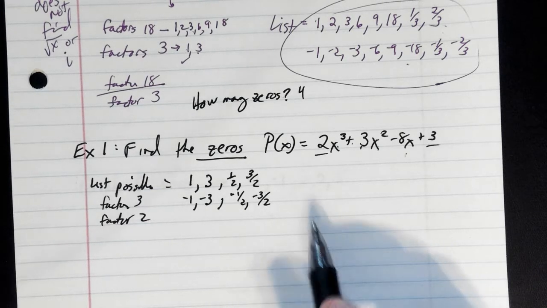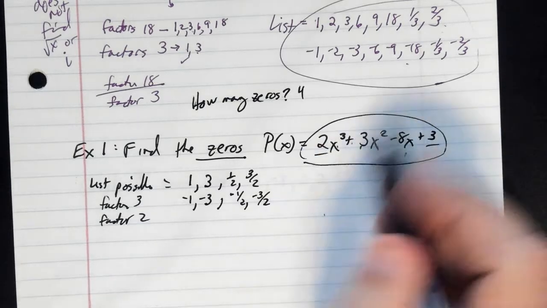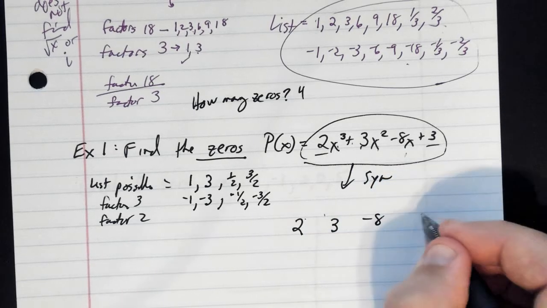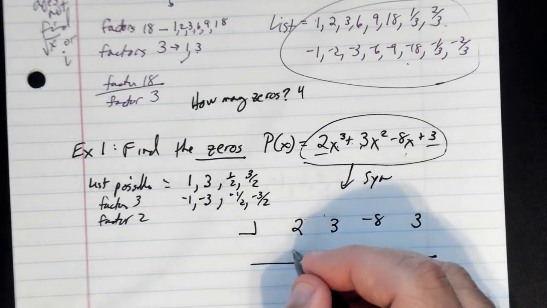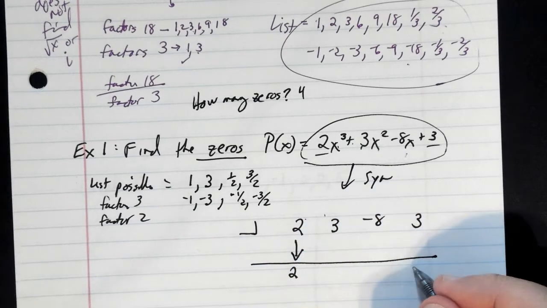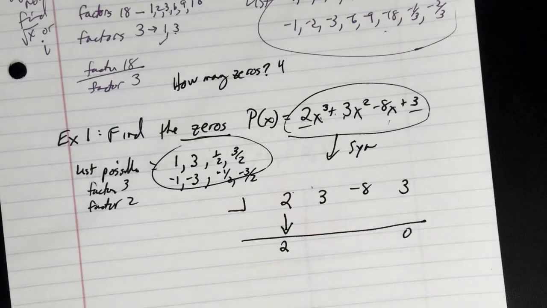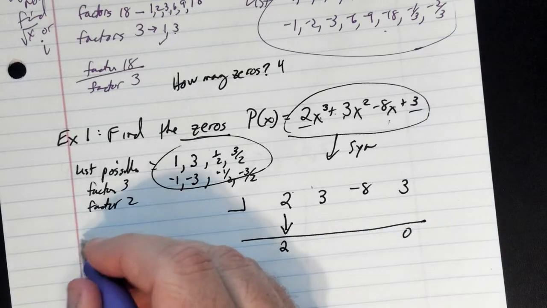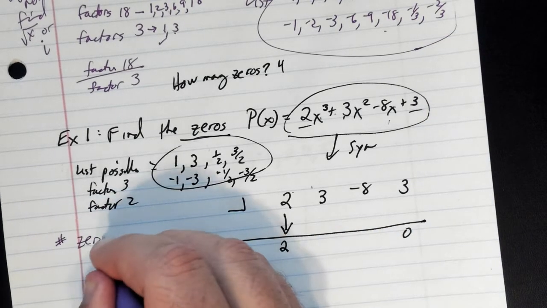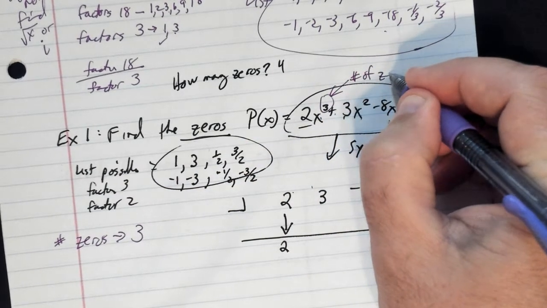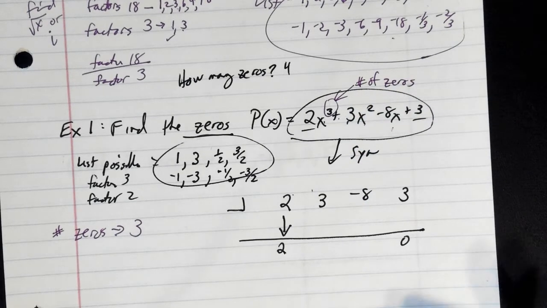Okay? So what we're going to do now is take this and put it into synthetic division, which is going to be a 2, a 3, a -8, and a 3. And our goal is, we're going to bring that 2 down, and we've got to get this to be a 0. The numbers we're going to put in the box are going to come from this possible list. Now, here's the thing. How many answers am I looking for? How many zeros are there? There are 3. Why? Because of my degree. So I'm looking for 3.